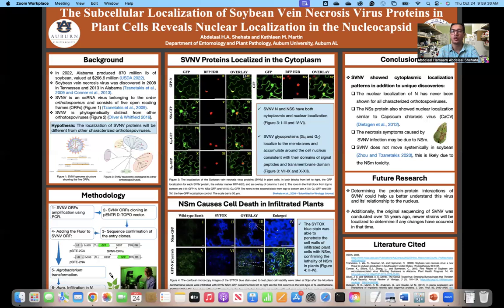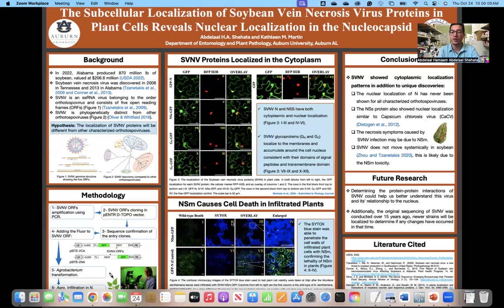And then the last column is an overlay between GFP and RFP. As you can see here in the first results, we have the N protein and NSS protein. They both localize into the cell periphery and into the nucleus of the cell. For the GN and GC proteins, consistent with their domains, because they have transmembrane domains and signal peptide domains in their sequence, they localize into the cell membrane and also around the membrane of the nucleus.